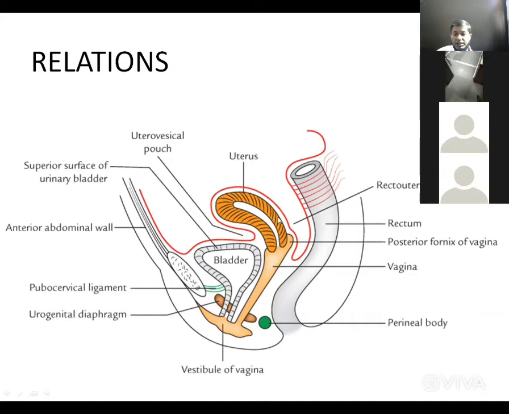Now coming to the posterior relation. The posterior surface is related with the coils of the small intestine and the sigmoid colon. Then again the supravaginal part is related with the coils of intestine and the sigmoid colon, whereas the vaginal part of the cervix is related with the posterior fornix of the vagina. So these are the relations.